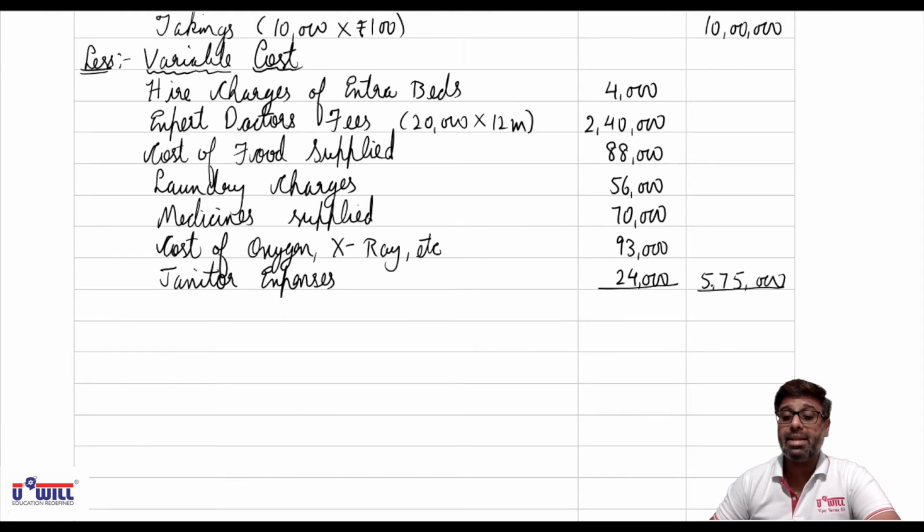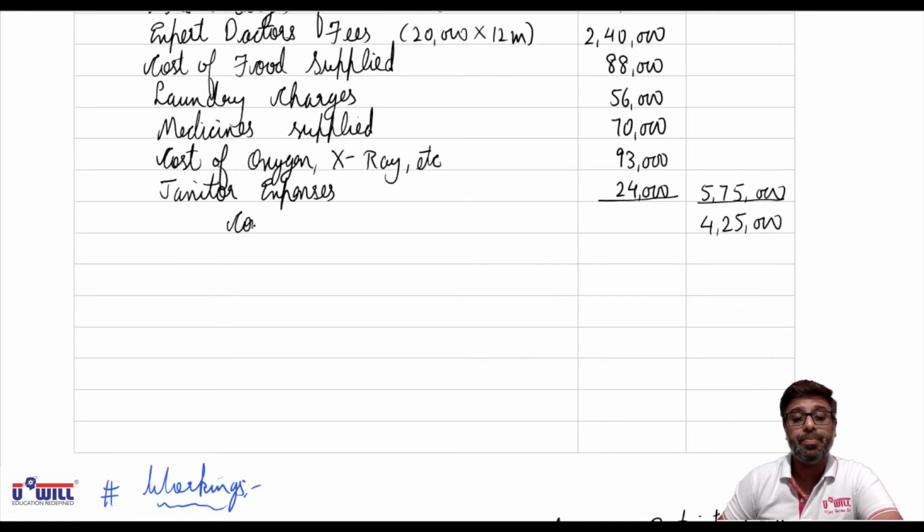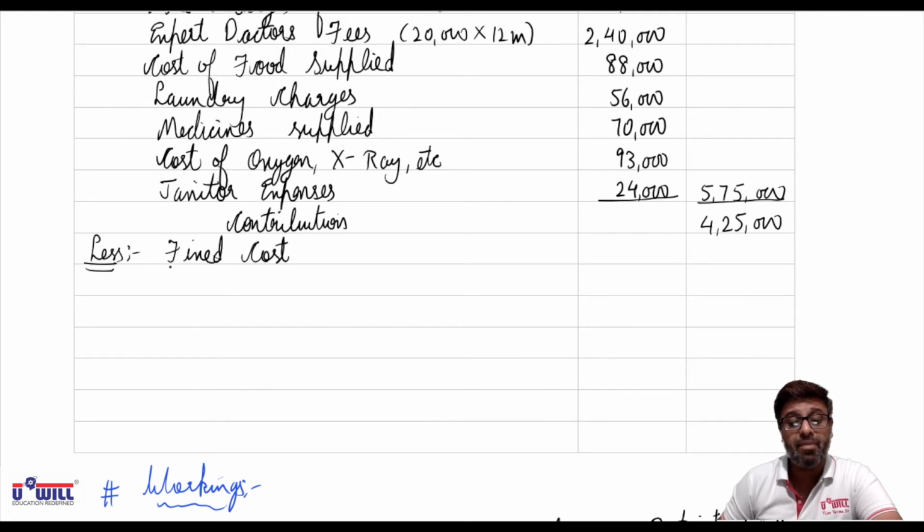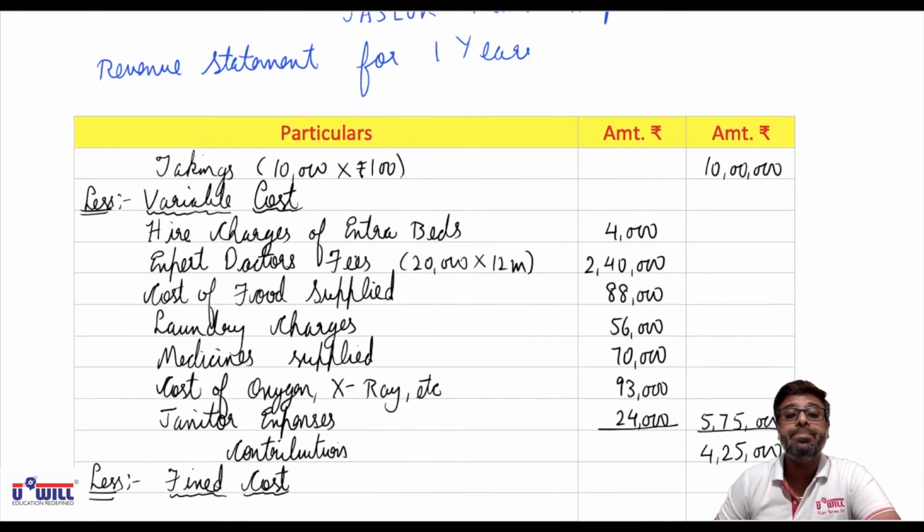Now 10 lakh minus 5,75,000. 4,25,000 will be the contribution. Now from that we will subtract fixed cost. Now we will subtract all the fixed cost. F marked items will be subtracted.